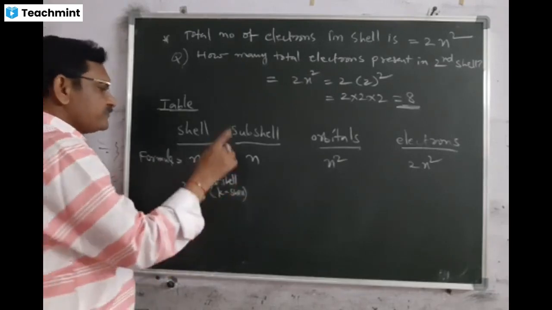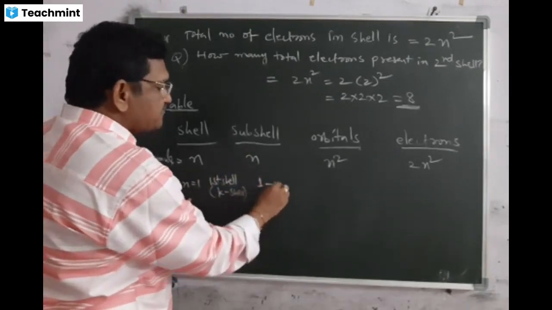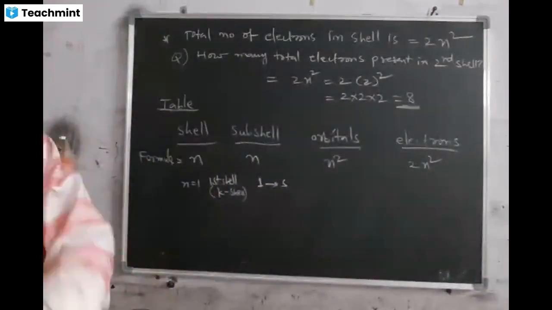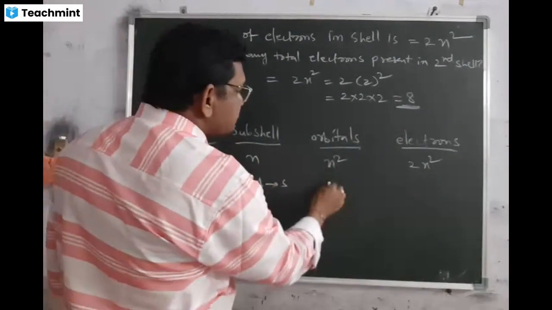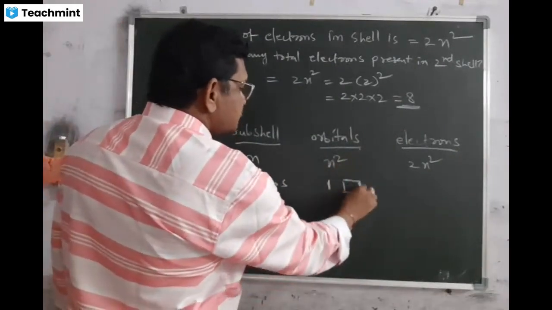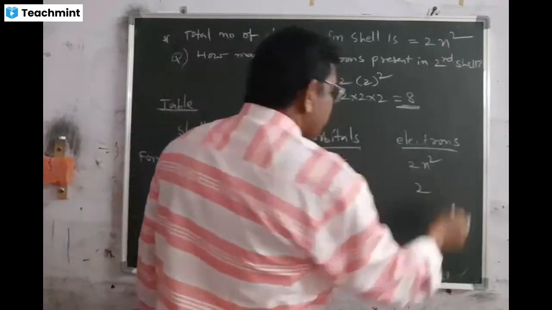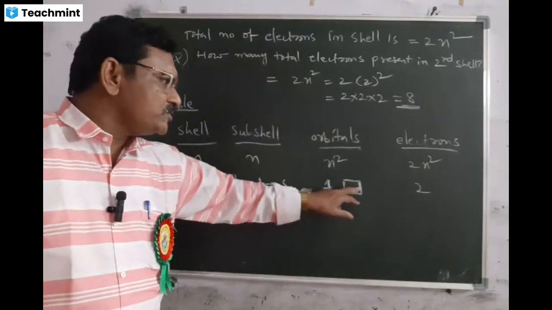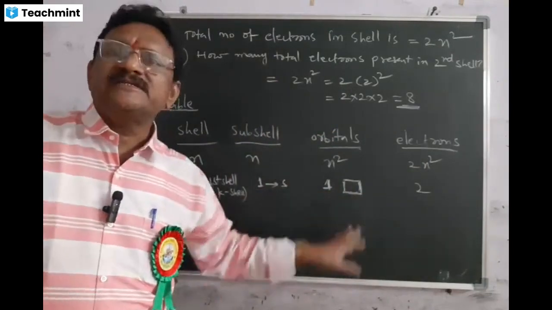So in the K shell, how many subshells are there? Only one subshell, the S subshell. That means 1 square, so orbitals also one, only one orbital. How many electrons are there? 2 electrons. Now it is easy to understand. Just go through the table. It is very easy to understand.